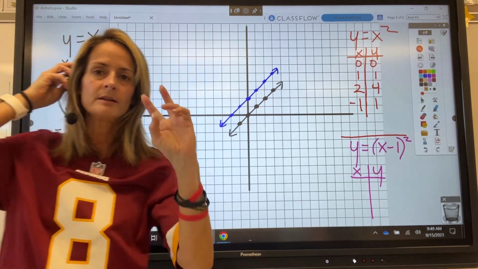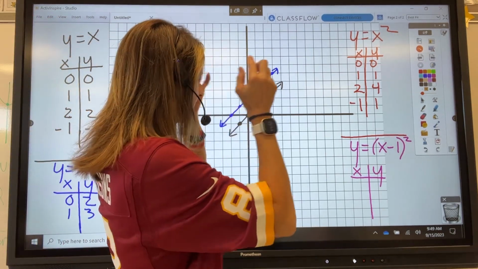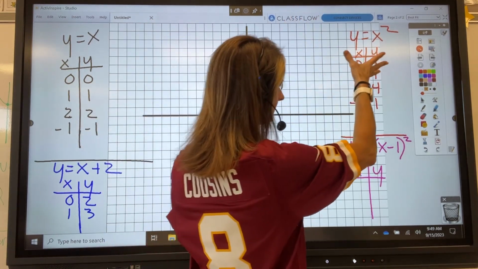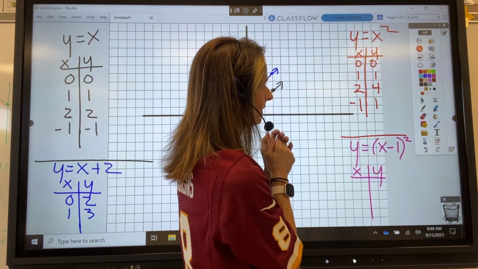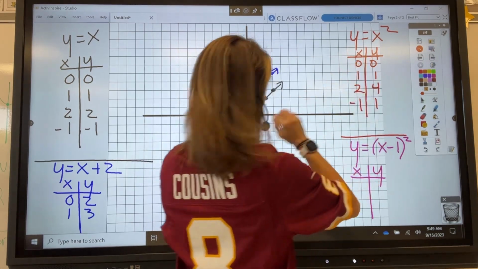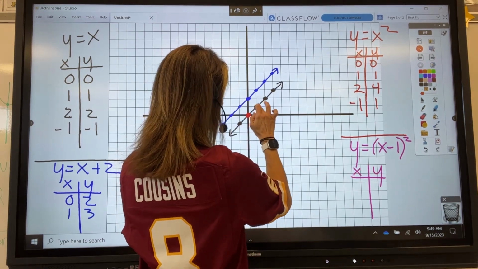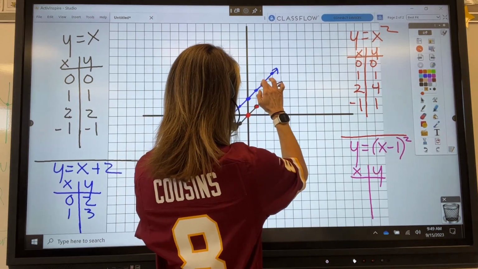Okay, horizontal is the opposite. So a horizontal shift, and I didn't graph these, but I have the parent function for a quadratic, y equals x squared. So plot those points, and I'll plot them in red. 0, 0, 1, 1, 2, 4. Okay, the next one would be 3, 9.